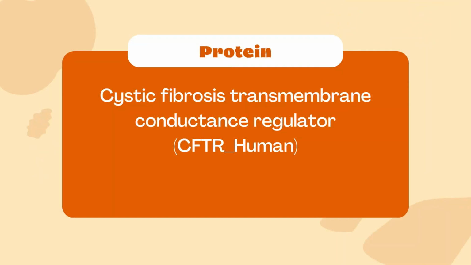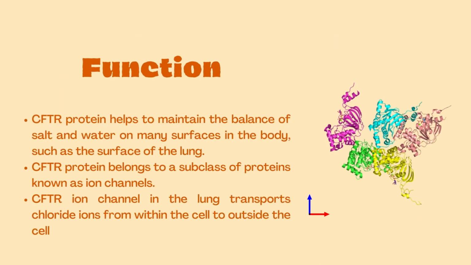The protein that I discovered is cystic fibrosis transmembrane conductance regulator, and the UniProt code is CFTR_HUMAN. For the function, the cystic fibrosis transmembrane conductance regulator, or in short CFTR, protein helps to maintain the balance of salt and water on many surfaces in the body, such as the surfaces of the lung. The CFTR protein belongs to a subclass of protein known as ion channel.